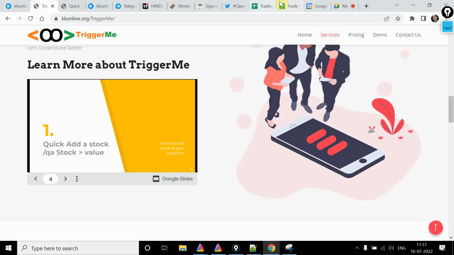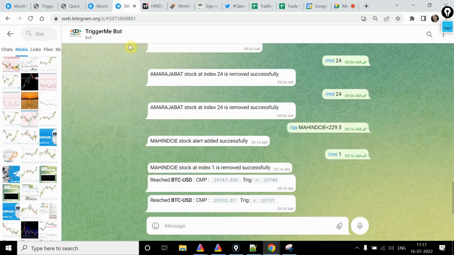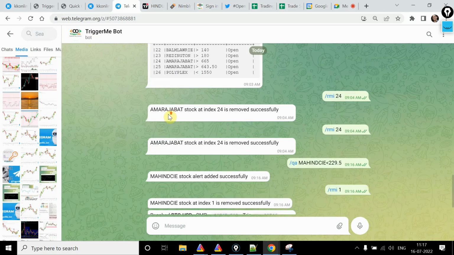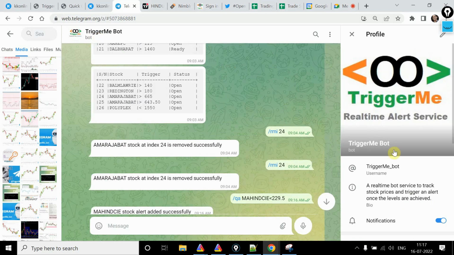And how you would be accessing it. So I am over here on my Telegram screen. Let me know if it is visible. It's a Telegram web layout as of now. Okay, visible, right? And accessing it is very simple.